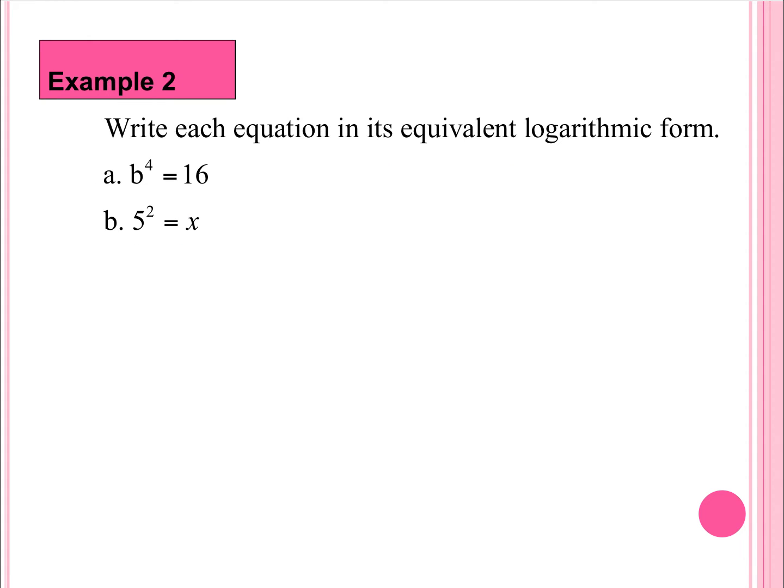All right, now we're going to put it in log form. So log form, we always need the word log. So what's our base going to be? b, perfect. It's always going to be the base that has the exponent. What do you think will come next? 16, and what's it equal to? 4. So then for b, we always start with the word log. What's my base? 5. What comes next? x, and what's it equal to? 2. Awesome.